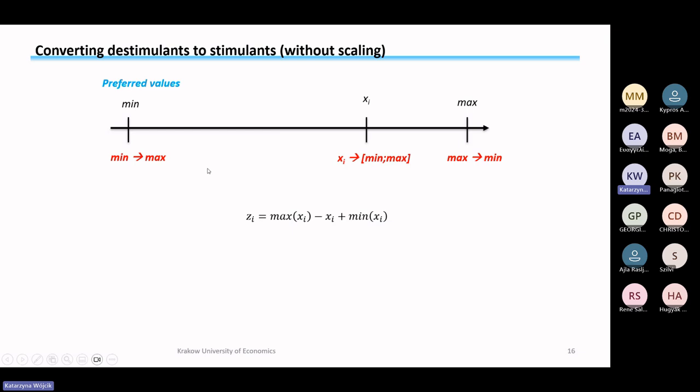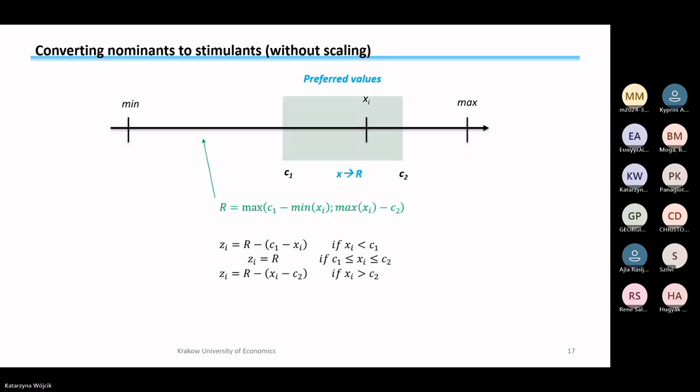In some models, in some approaches, only stimulants are expected. So here we've also got the formula for converting destimulants to stimulants without scaling them. So we've got the formula for how to convert the value. Some methods require only stimulants. So of course we also have the formula for converting nominants to stimulants without scaling them.